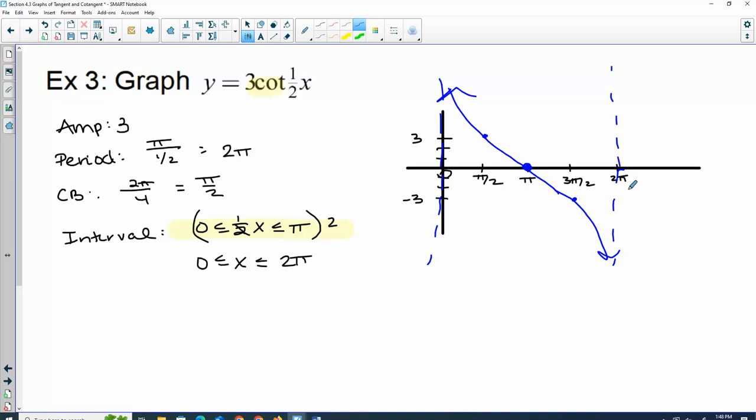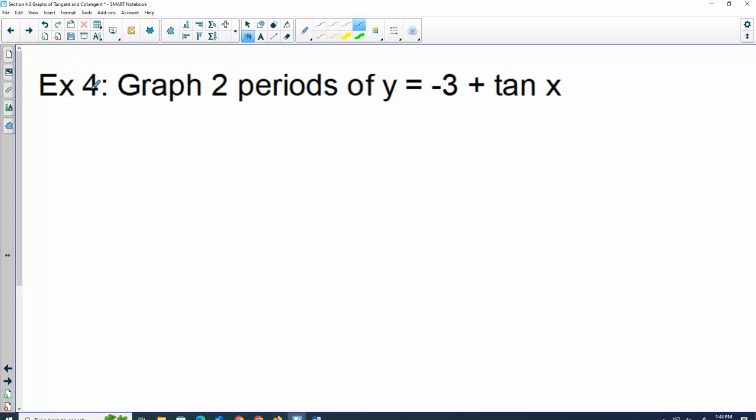How are these going so far? It's just a little bit to remember. You have to know your interval and if it's increasing or decreasing. I'd like to do 2 more, and then I'll stop. So we haven't done any 2 periods. So let's do 2 periods of y equals -3 plus tangent x. What does that -3 do to our graph?